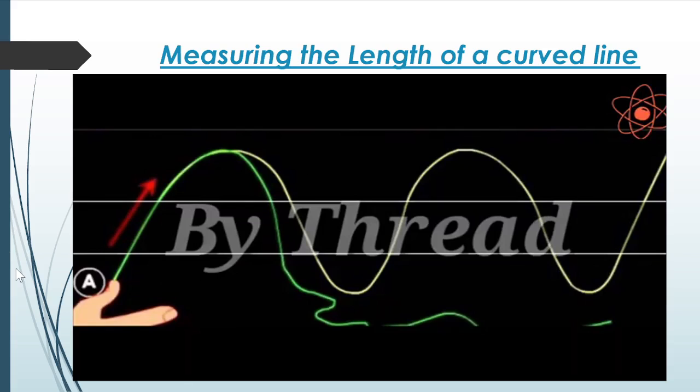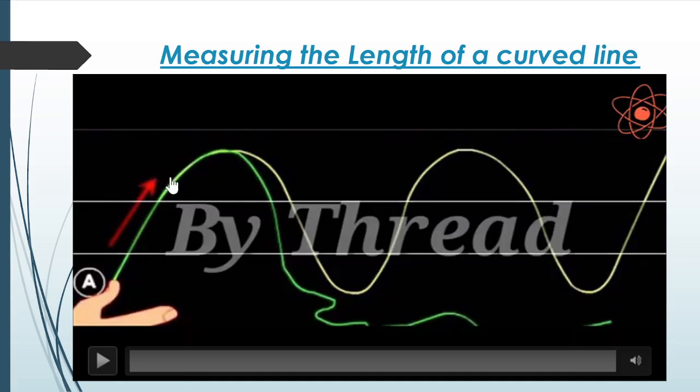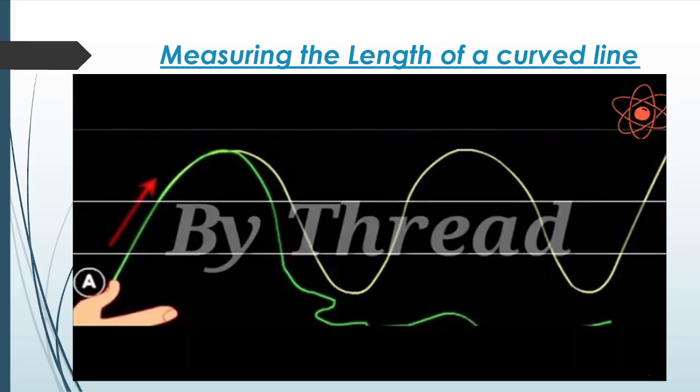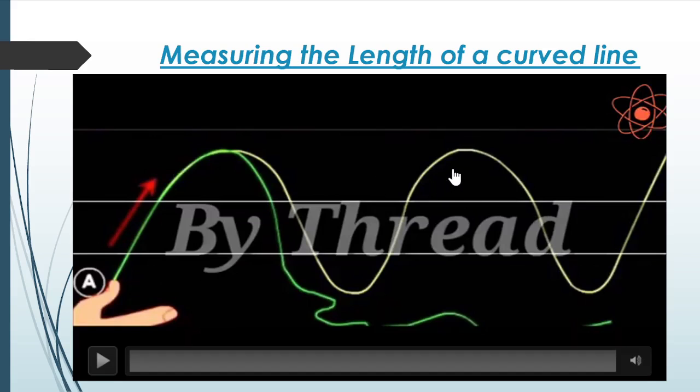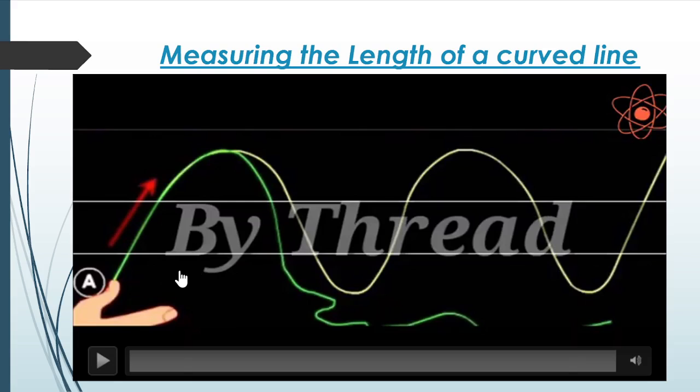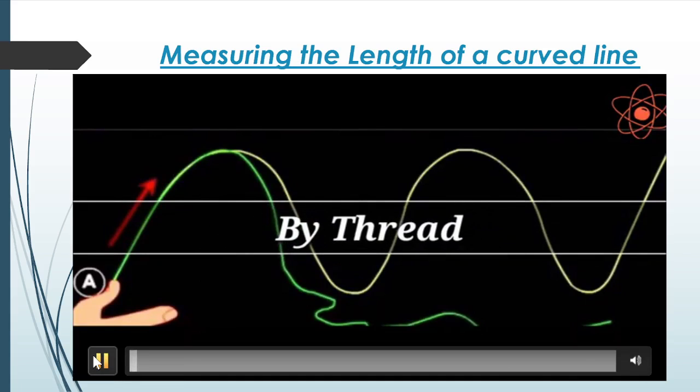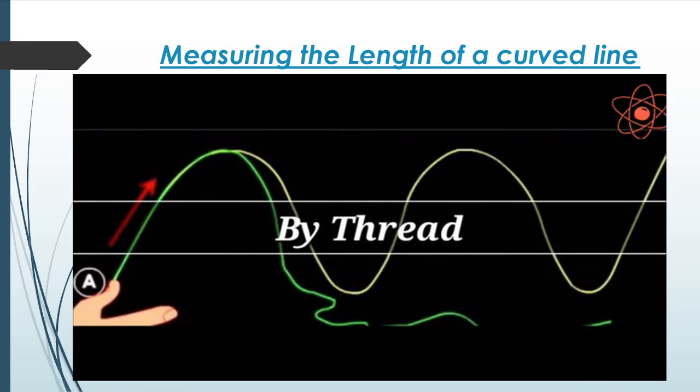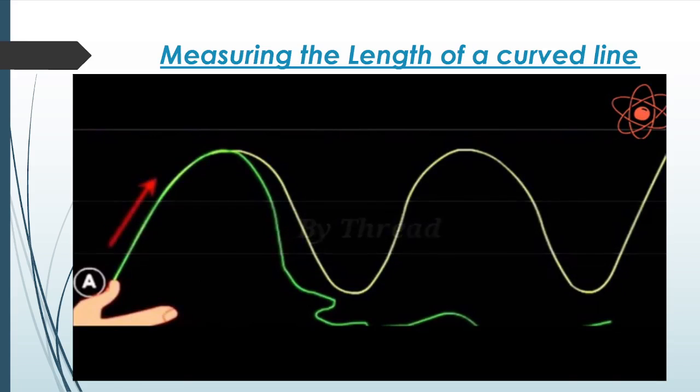Now let's see a short video on how we can measure a curved line. As you know, a curved line is not straight, and you cannot use regular objects such as a ruler to measure the curved line. An alternative method is using the thread or divider method, which will be explained using a short video. Let us first understand how we can measure the length of a curved line using a thread.